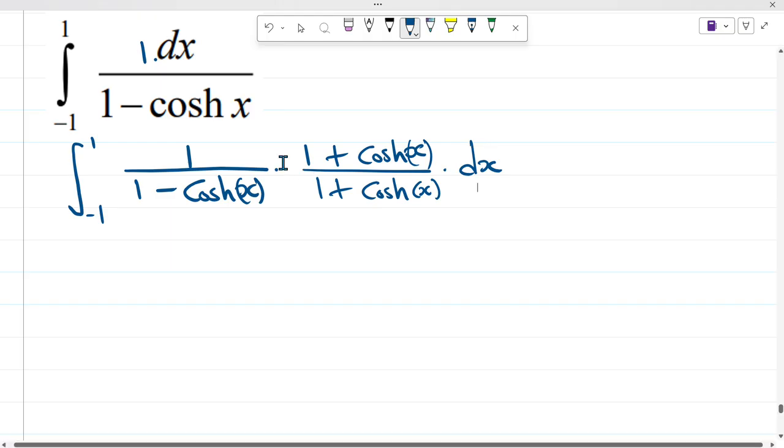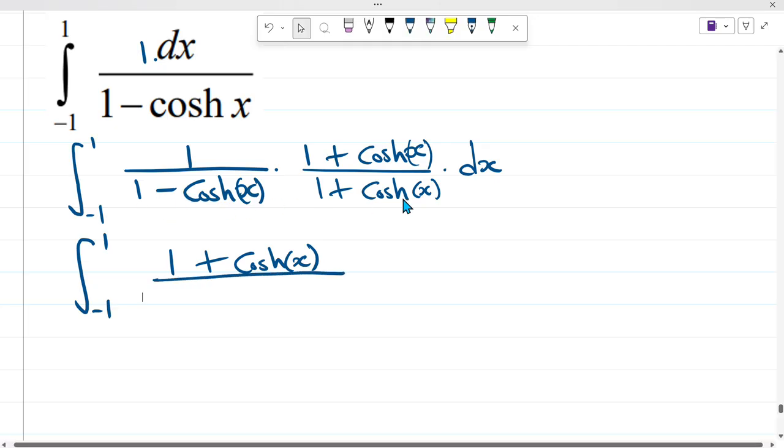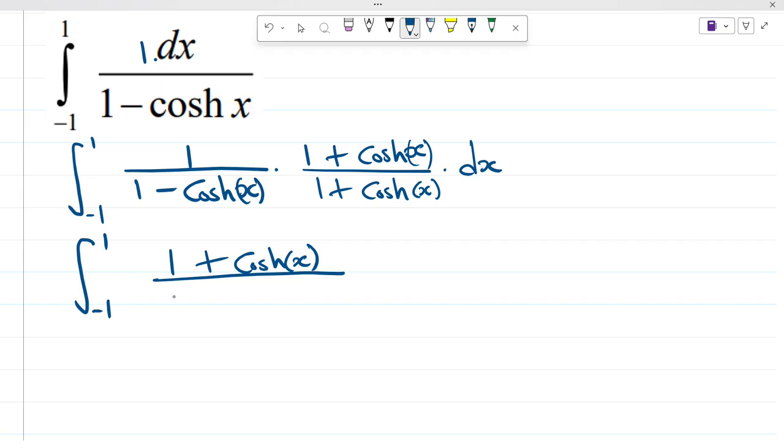You understand? So then from here we multiply the numerator and the numerator. So at the end of the day, we'll get the following: 1 minus 1, there we're gonna get 1 plus hyperbolic cos of x divided by this numerator multiplying that numerator. We'll have to get 1 minus hyperbolic cos squared of x, right? dx, like this.